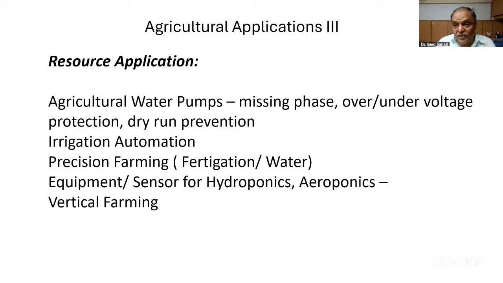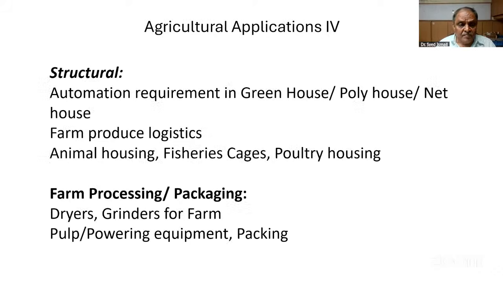Then irrigation automation is also very much lacking. If you ask somebody to apply this much amount of water, how will you do it? What is the automation technique? This is also purely electronics. Precision farming, as you know very well, aeroponics, hydroponics, vertical farming, all use a lot of sensors and electronics. In structures, we have greenhouse and polyhouse, where automation is required.